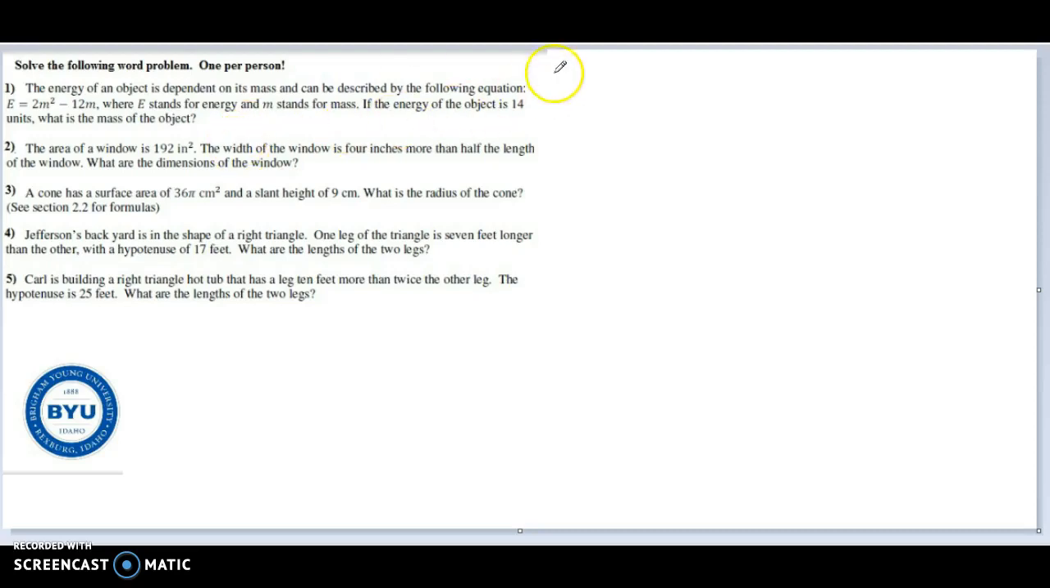Alright, let's look at number 3 now. And for this one, it says a cone has a surface area of 36 pi centimeters squared. So I'm going to write that fact down, 36 pi centimeters squared. And a slant height of 9 centimeters. So we're going to call that L. That's what the formula calls slant height. It uses L for slant height.